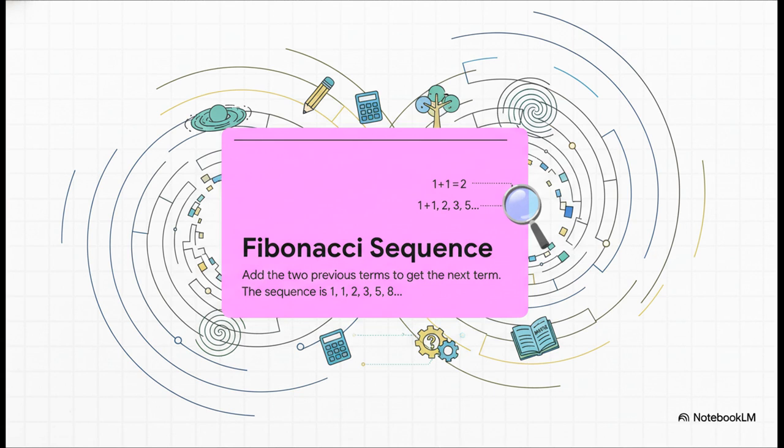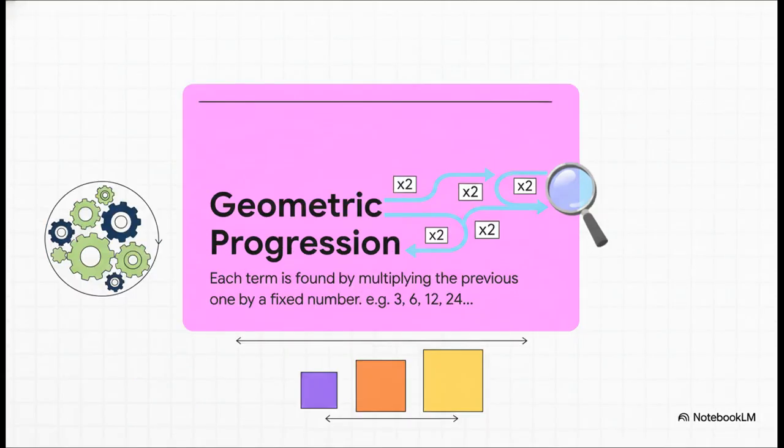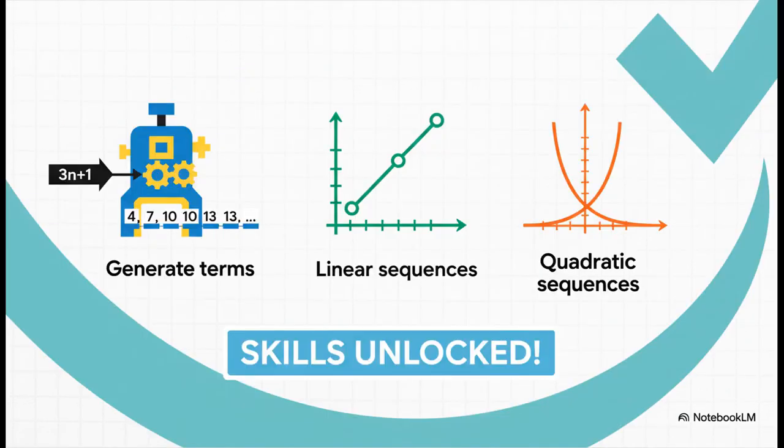Just a heads up, they often use a Fibonacci type sequence in exams, which uses the same rule but starts with different numbers. And finally, a geometric progression. This is where, instead of adding a number, you multiply by the same number each time. In this example, we're just doubling every term. And there you have it.